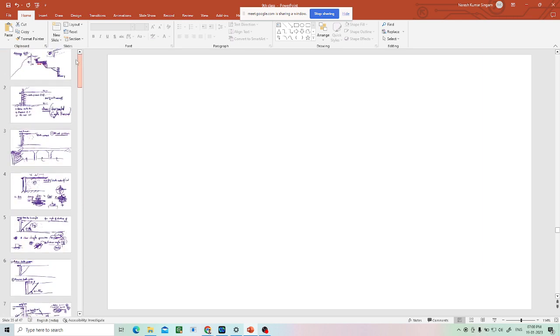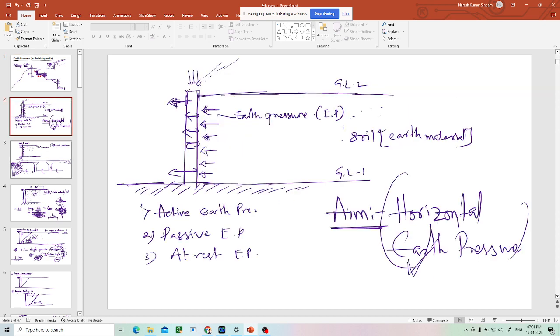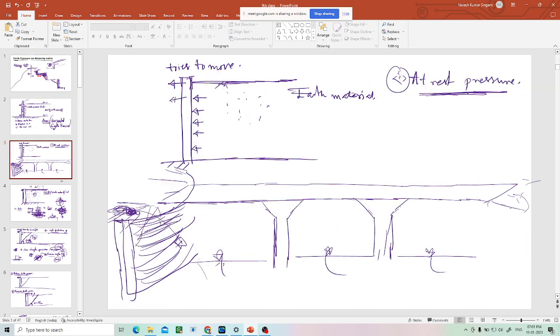So I was discussing earth pressure. With this class, we'll be completing this earth pressure. In the next class, we'll be entering into shallow foundations. Okay. So I told what is earth pressure, what are the different types of earth pressures on the retaining wall.